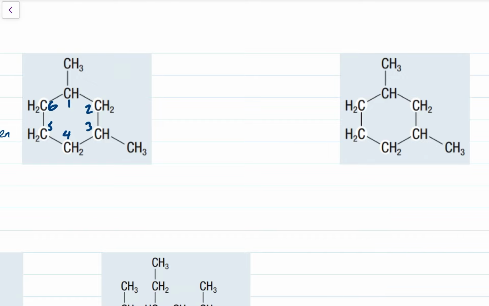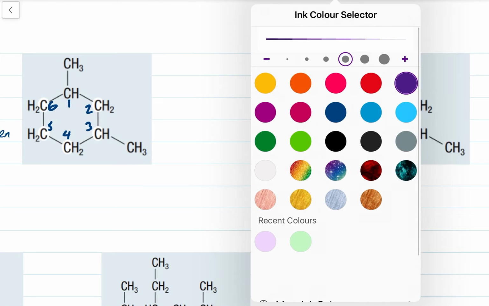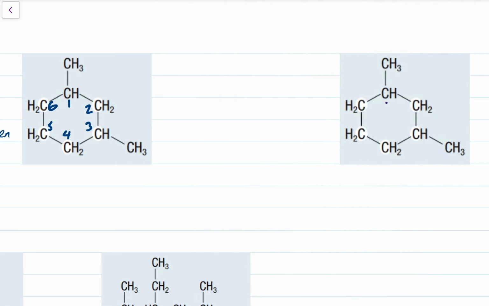Now, over here on the one on the right, I'm going to grab a purple marker. If we went counterclockwise, 1, 2, 3, 4, 5, and then 6, that's going to give us a different set of numbers, and we can compare them side by side. What we definitely know for sure is that the parent chain, PC for short, is cyclohexane. So that's the name this substance ends with.